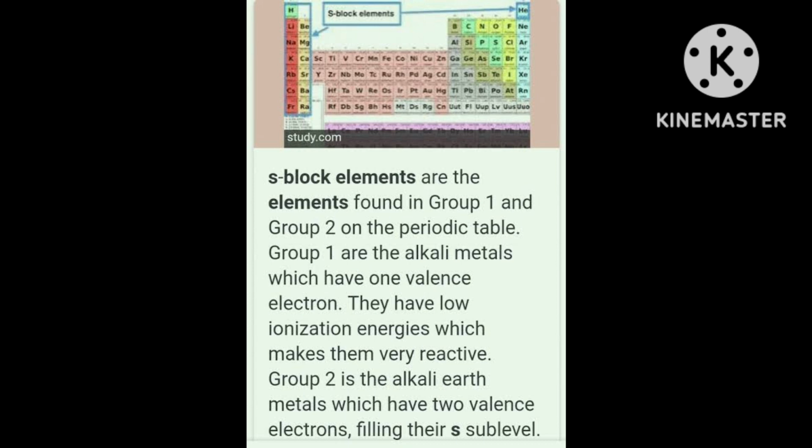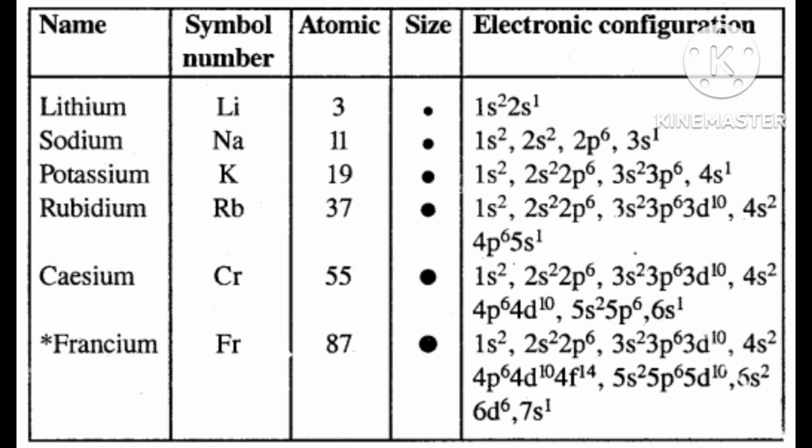Then next is rubidium, Rb. Its last orbit is 5s1. And next is cesium, Cs. Its last electron will be 6s1, 6th orbit. In that way, francium, Fr, radioactive, its last electron will be 7s1.